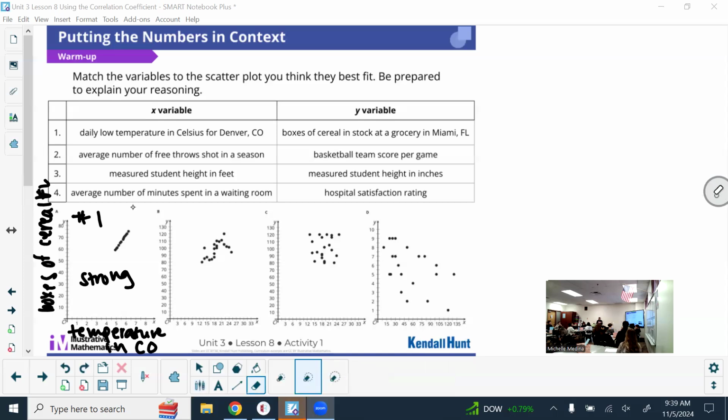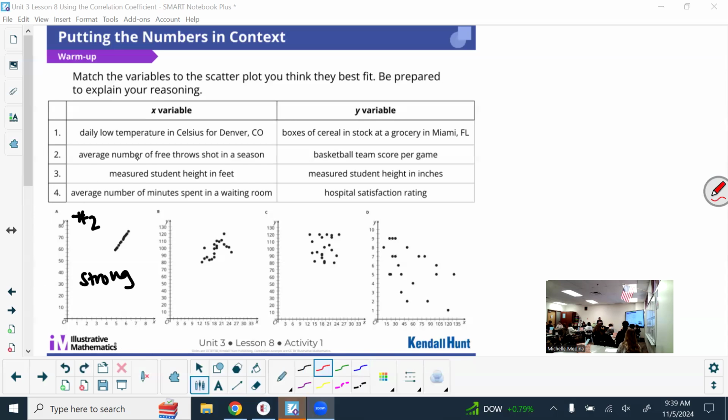Oh, you meant to. Okay. So in that case, that would be different labels then. So let's see. That would be the average number of free throws shot in a season on the X-axis. And the Y-axis would be score of a basketball game.